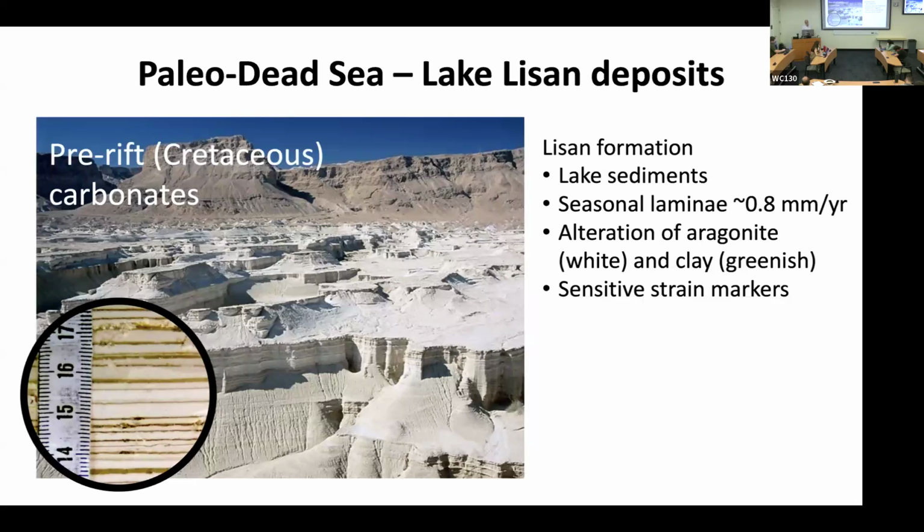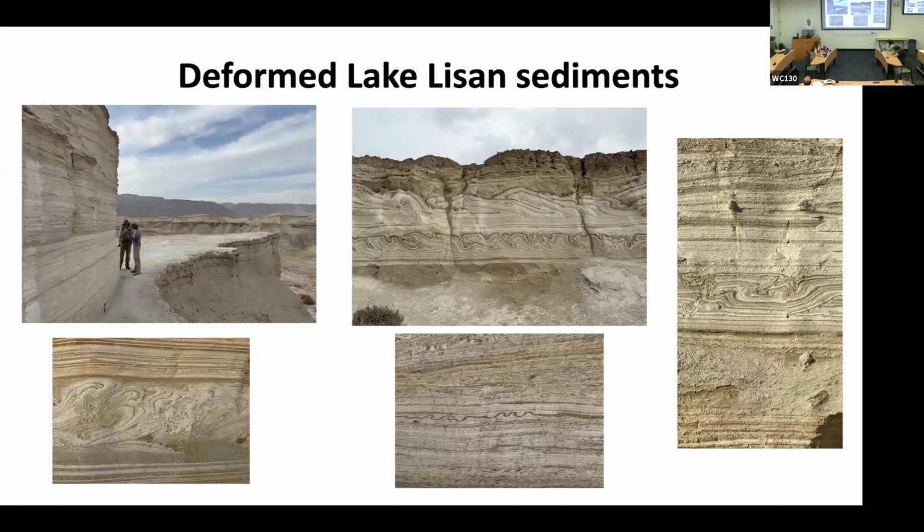And this is very sensitive to strain. And we can see that in many places over there in the Lisan formation. This is just an example of these cliffs, very nice, and it's easy to work. It's very soft rock. And we can see these deformed layers, which we call seismites. My colleague Shmuel Marco did his PhD 40 years ago and he has worked on that since then. He is very knowledgeable about it. And so we work together on this.